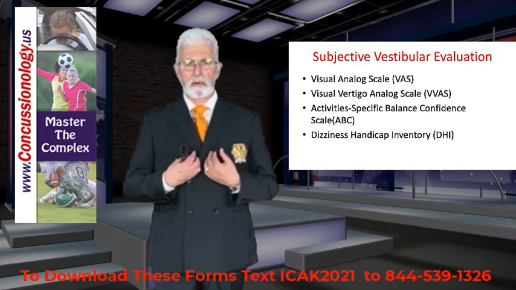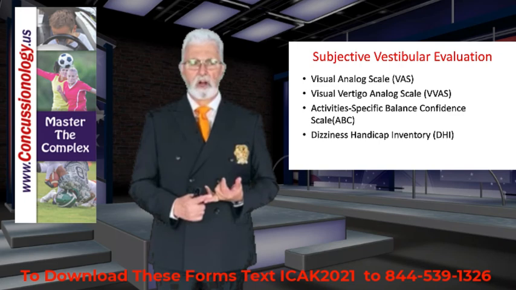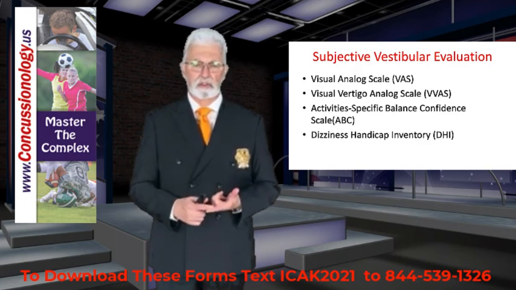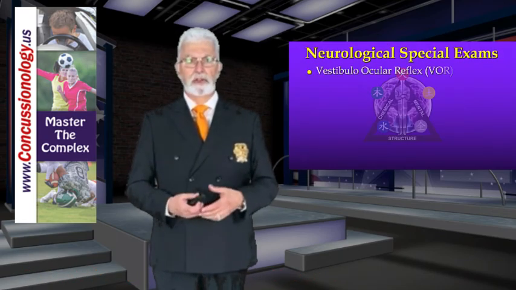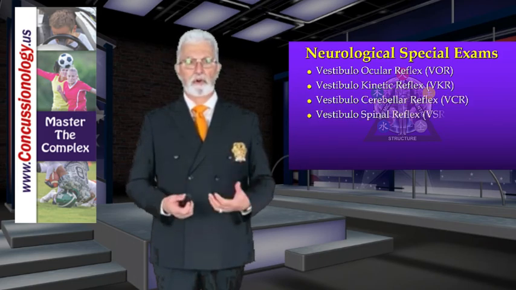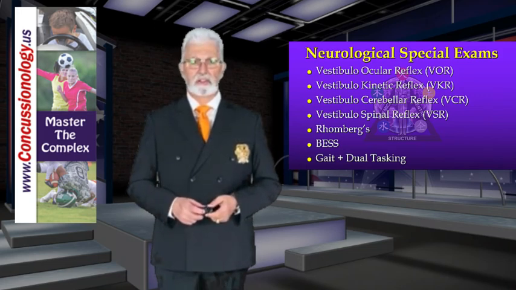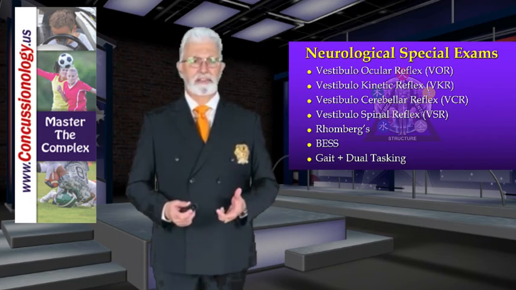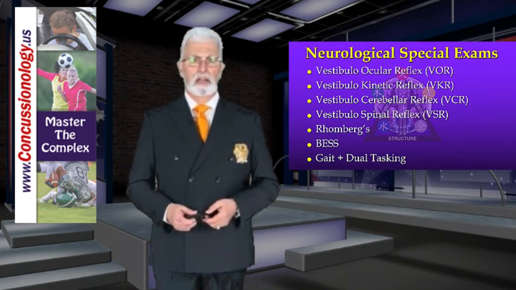But for me, here's the bottom line: these questionnaires don't tell us the function of the vestibular nuclei. They don't tell us the function of the central nervous system. They don't tell us neurological response in the muscle system of head and neck balance. And it doesn't get the patient better. It doesn't tell us what to fix. There can be special neurological exams, and again, these are things that we will do in classic neurology or in functional neurology. So we can have the vestibulo-ocular reflex, the vestibulokinetic reflex, the vestibulocerebellar reflex, the vestibulospinal reflex, a classic Romberg's test, a balance error scoring system, and then gait and dual tasking examination.